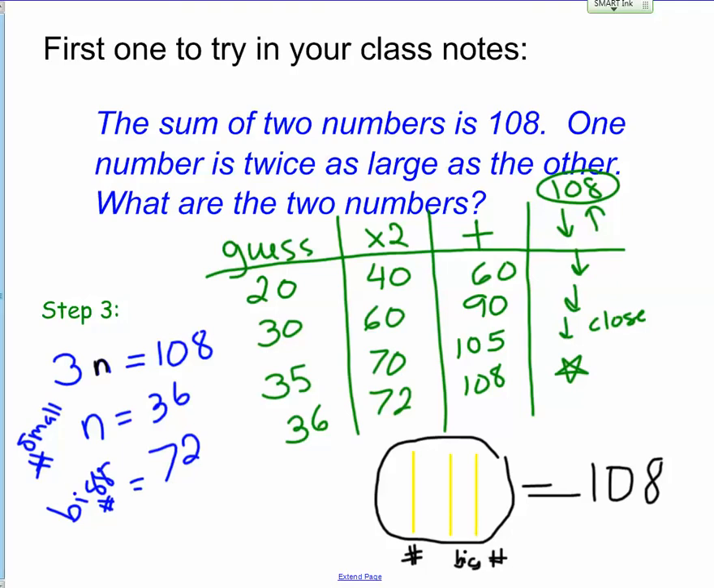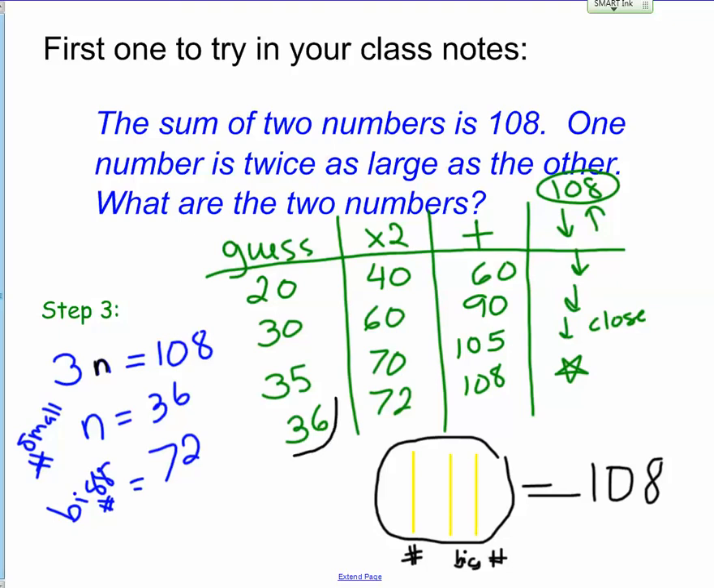And when I asked you, how do we figure out what number times 3 is 108, most of you knew. Just divide 108 by 3. And if we do that, we get that n is 36. And n is the small number, so we double it and get the big number, and we get 72.